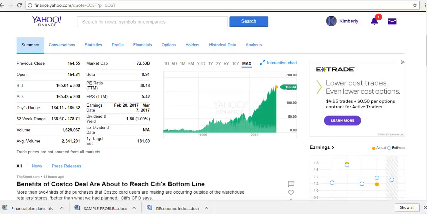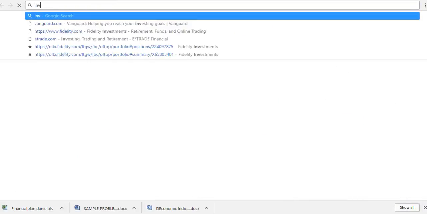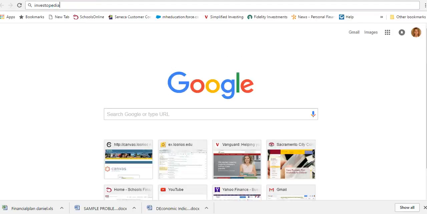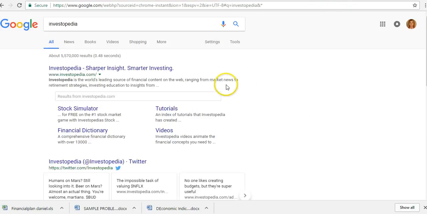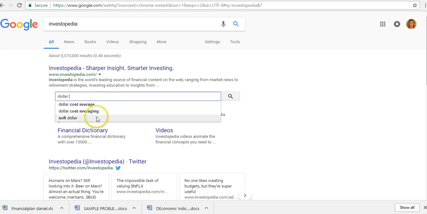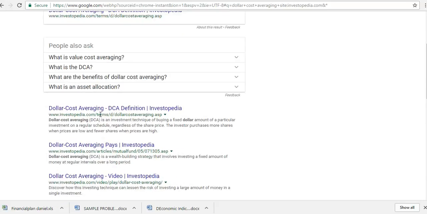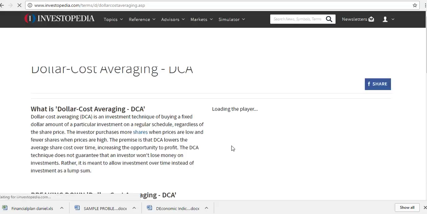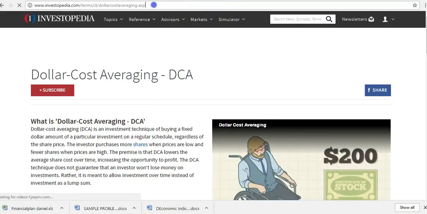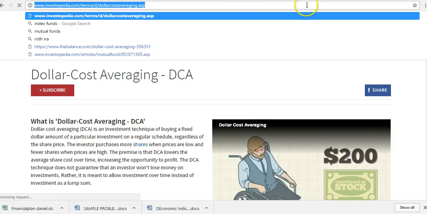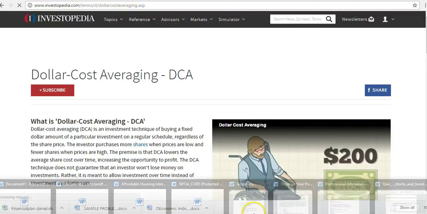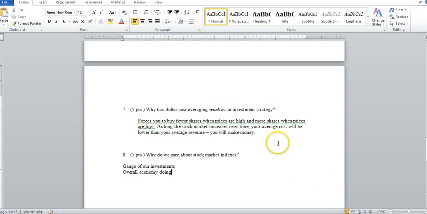Okay, so I'm going to go over here right now, and I want you to go to Investopedia, which is a good financial website. And when you're here, I want you to look up dollar cost averaging. Here we go. They have a video. So I'm going to go ahead and put this link right here. Close it out. And I'm going to ask you to listen to that video as you study for your quiz. So I'll put that right there.